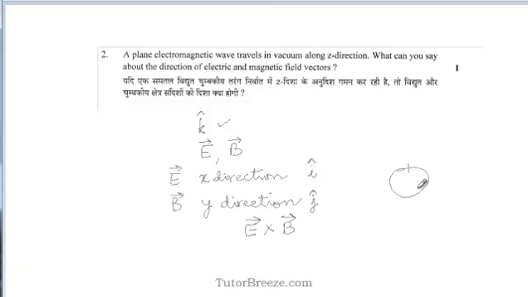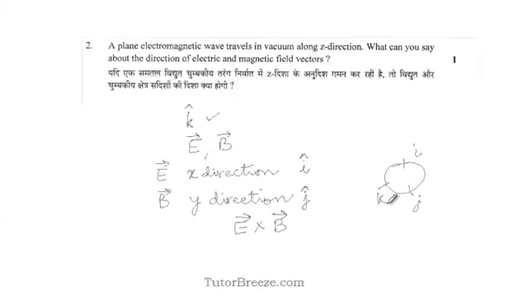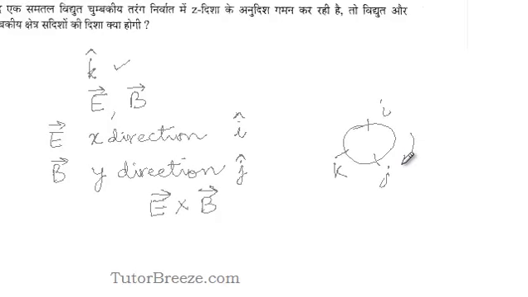I think if you remember this, say you have I, J and K, and if you move clockwise, I cross J gives you K, and J cross I would give you minus K, which means the electromagnetic wave would be traveling along the negative Z direction.